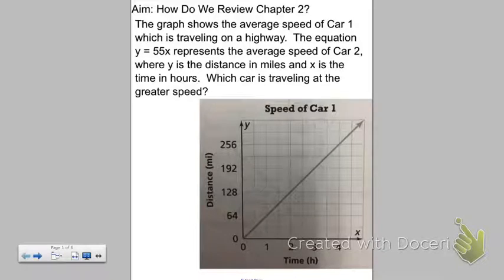Today's lesson is on how to review Chapter 2. The graph shows the average speed of car 1, which is traveling on a highway. The equation, y equals 55x, represents the average speed of car 2, where y is the distance in miles and x is the time in hours. Which car is traveling at a greater speed? Take a second to copy down the question.